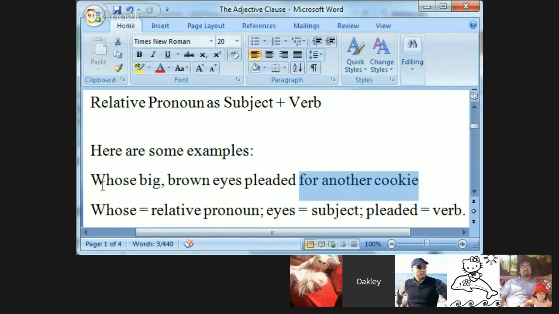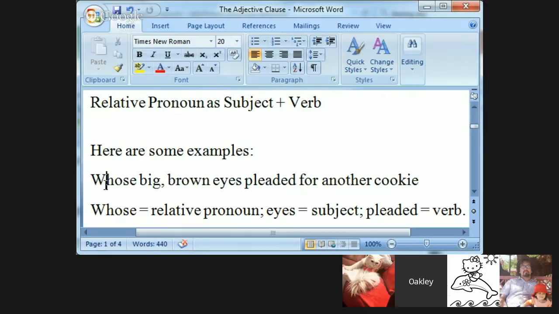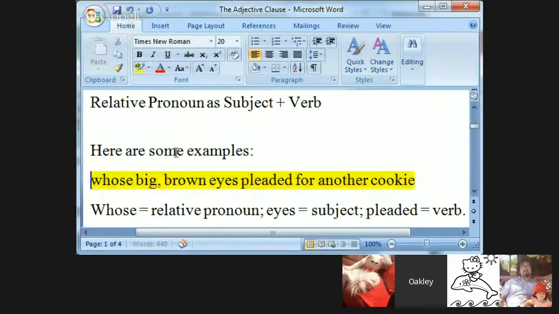Let's try something here. This is a part of a sentence. This could be very challenging, but I'll try to help you out. How can we form a sentence using this clause? I want you to put this clause into a sentence. I know this is very challenging. So what do I need to have in front of the clause?